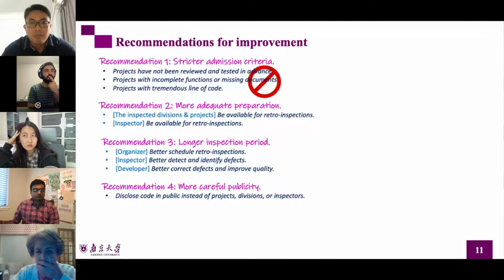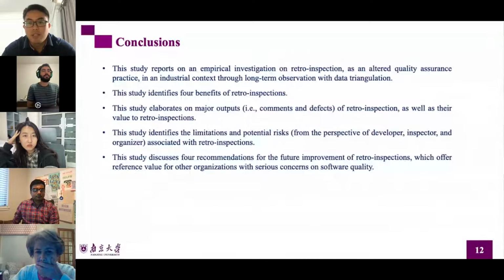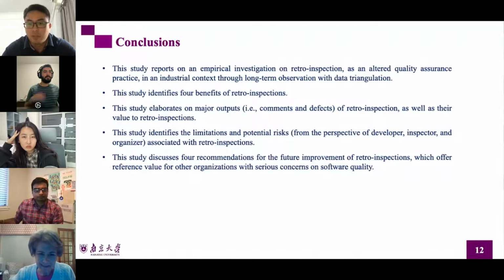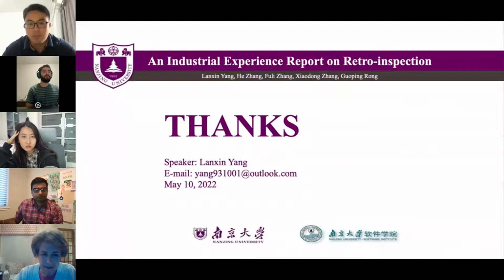In a nutshell, this study reports on an empirical investigation of retro inspection as an altered practice in an industry context through long-term observation with data triangulation, which offers reference value for other organizations with serious concerns about software quality. Okay, that's all. For more details, please refer to the preprint paper or contact me by email.